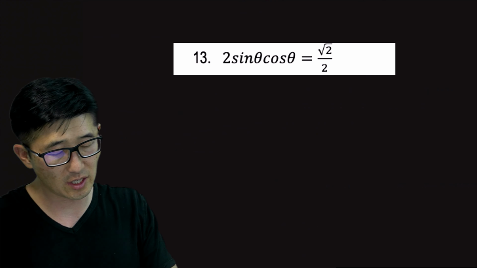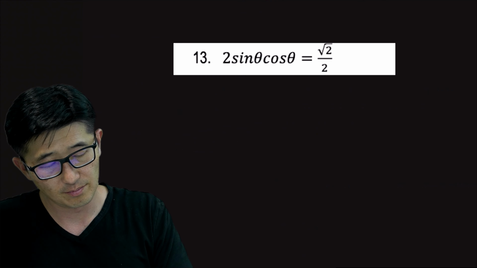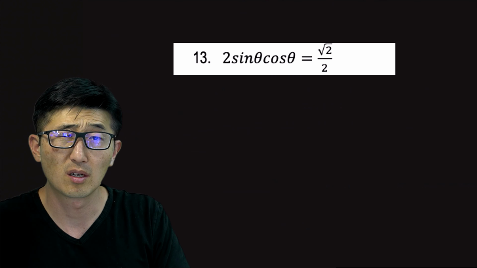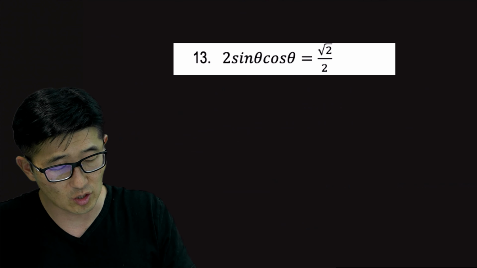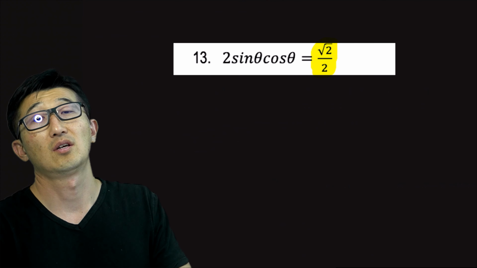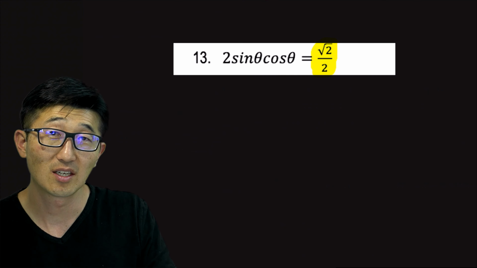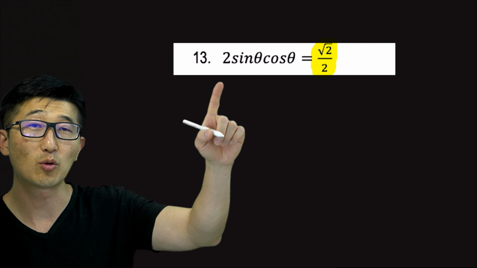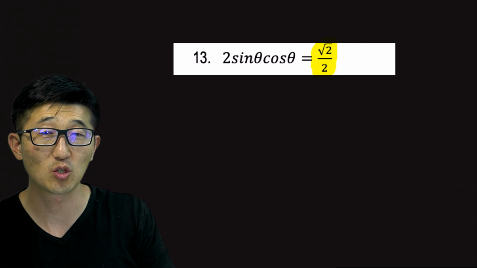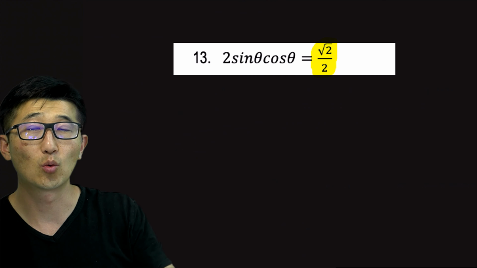Okay, 13: 2 sine theta cosine theta equals rad 2 over 2. Do you notice that rad 2 over 2 is one of the numbers on our chart? If it's already on the chart, we don't want to change anything. Because if you divide both sides by 2, it turns into rad 2 over 4, which is not on the chart.